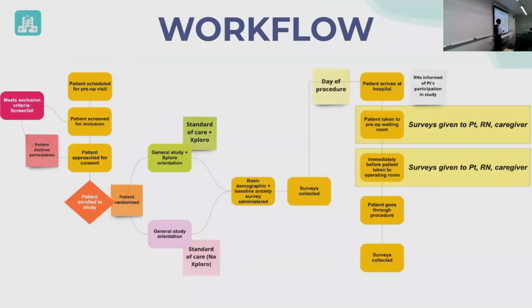So here is a general overview of the workflow for this study. So once a patient is scheduled for a procedure at the hospital, the team screens that participant for inclusion, and then they contact that patient, and once consent and assent are obtained, then the patient will be enrolled into the study and then later on randomized to either of the 2 groups. And those randomized into the Exploro group will receive an access code to the app. Both groups will then be given a basic demographic and baseline anxiety survey. And once the day of the procedure comes, we will get our answers to the visual analog scales at the 2 time points. And once the participant is done with their surveys, their participation in the study is complete.